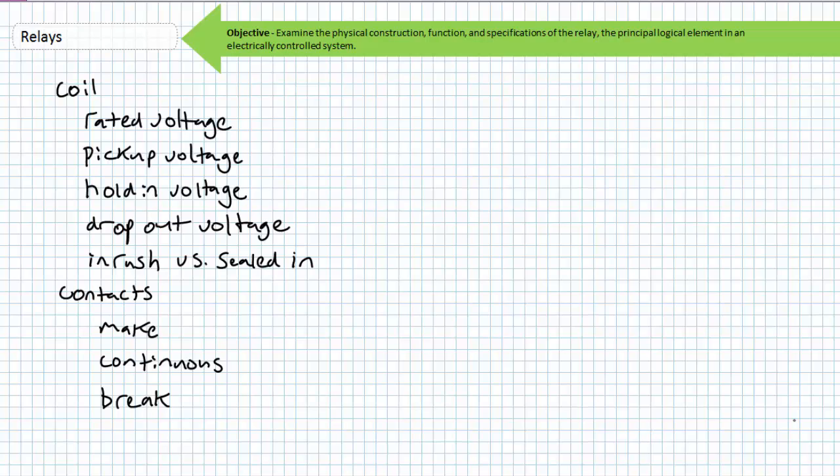However, contact bounce at closing can be problematic for the resolution of logical states inside the control system. It is for this reason some relay contacts are bifurcated or split down the center, minimizing bounce or chatter at closing. Similar to a contactor, the contacts of a relay have three typical ratings depending upon application: make, break, and continuous current carrying capacity.